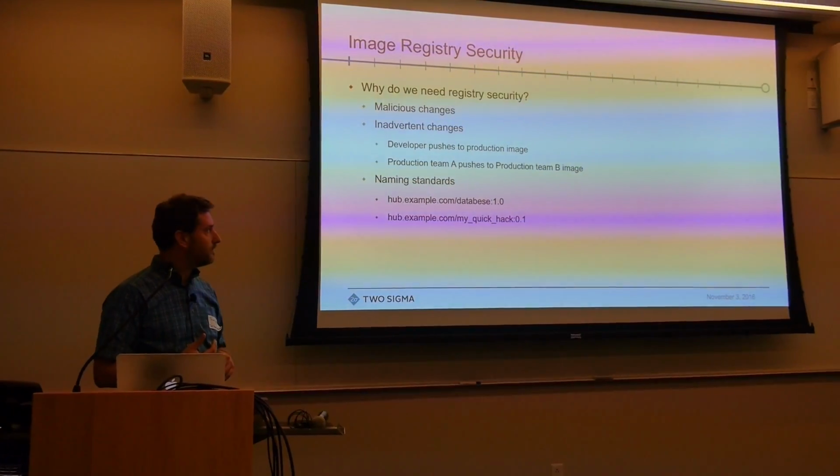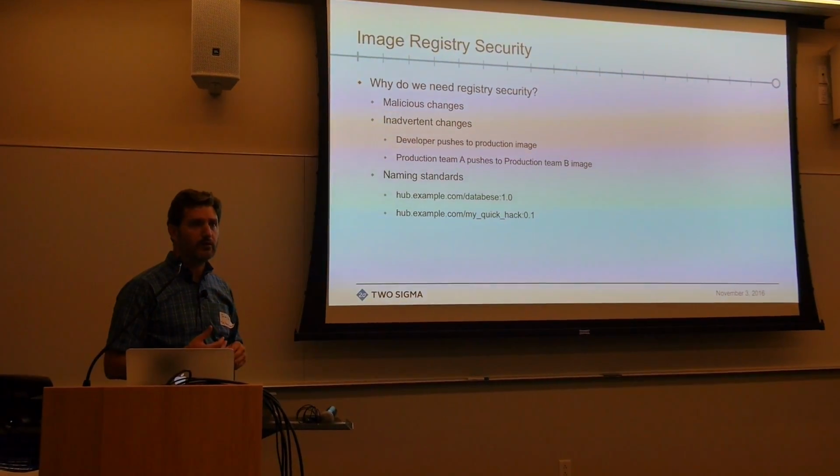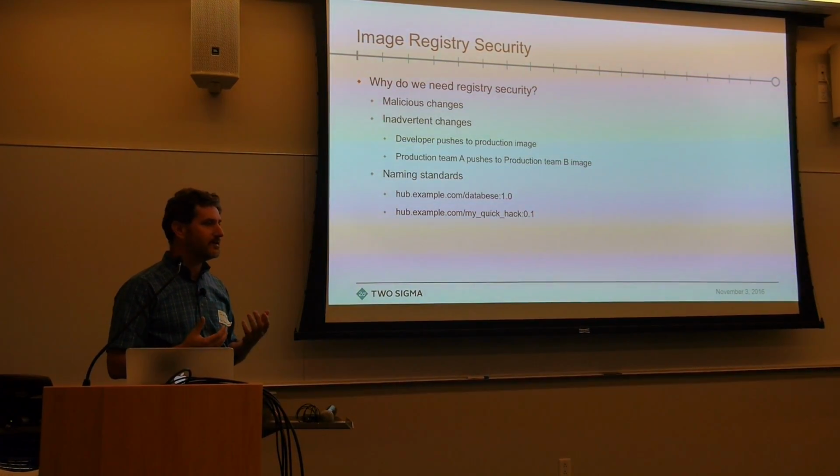One is just inadvertent changes. So a developer pushes some bug fix that they're working on that maybe is not quite done to the production image accidentally. Or the team for production application A accidentally pushes on top of the image for production team B. So if you have authorization rules in place, you can prevent these kinds of things from occurring.